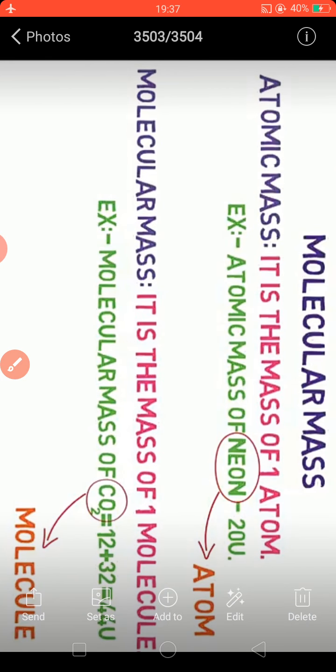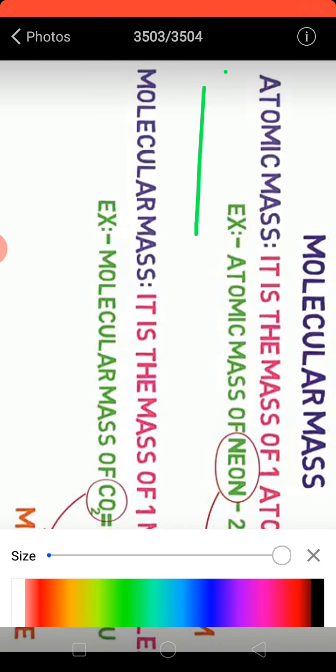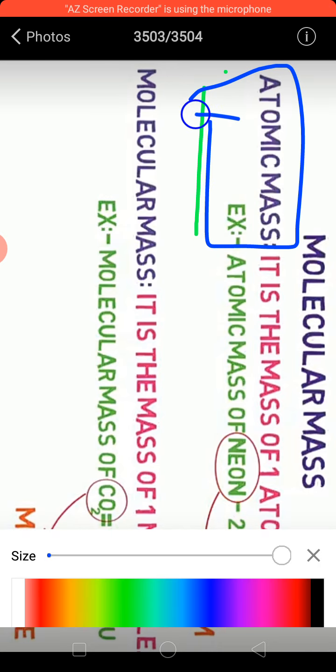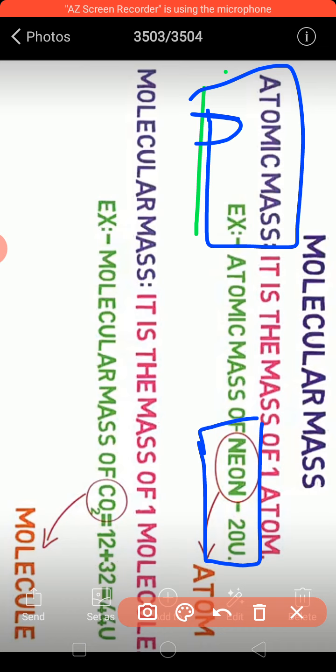Again then comes your molecular masses. Earlier we were talking about atomic masses, and we denoted the atomic mass with the symbol A, and we found the atomic masses of some of the elements. I showed you a table where we said that the atomic mass of neon is 20 units. So we were talking about atoms at that time. Next is your molecular mass.